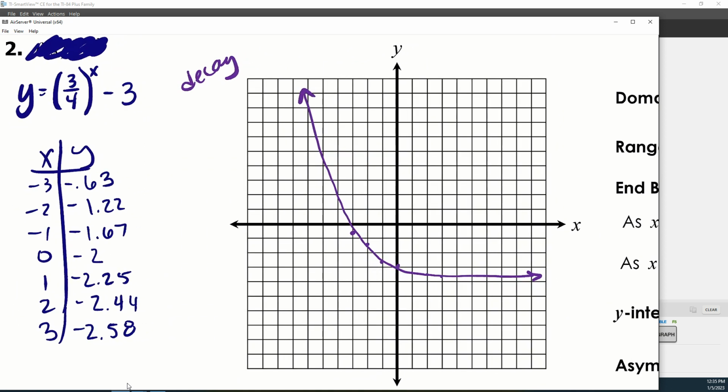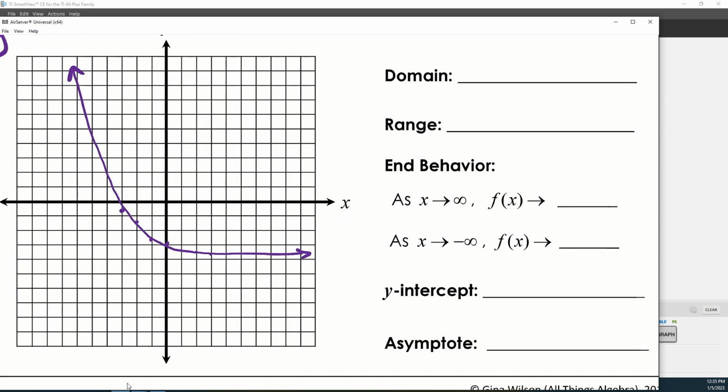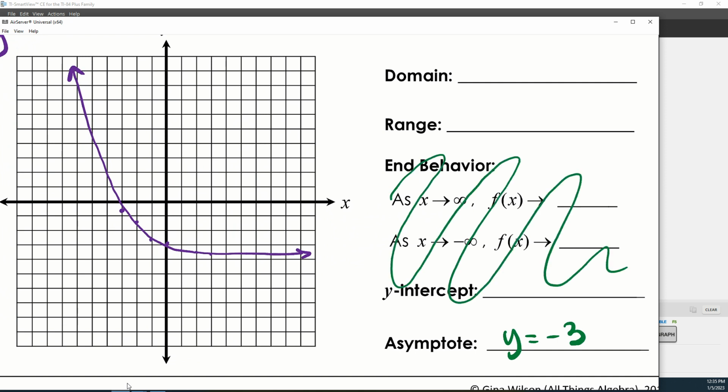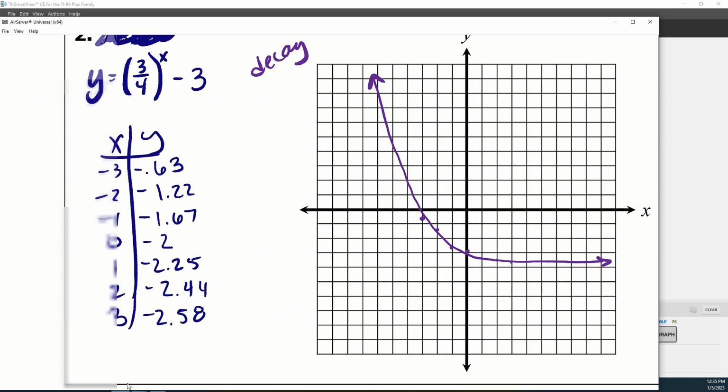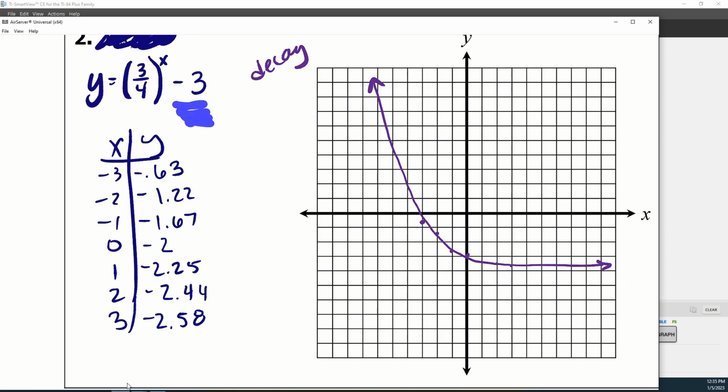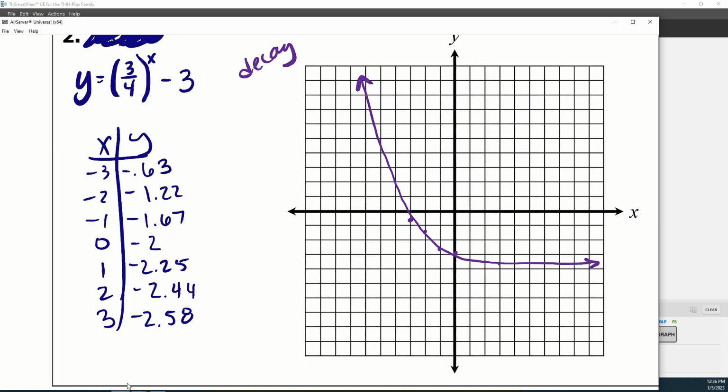So where does it look like this one is leveling off at? What do y'all think? Yeah, it's going to be -3. So it starts going flat at -3. So we can go ahead and say that if you want to. Y equals -3 for your asymptote. Right, and so if there's something that's added or subtracted at the end of the problem, that's always going to be your horizontal asymptote.